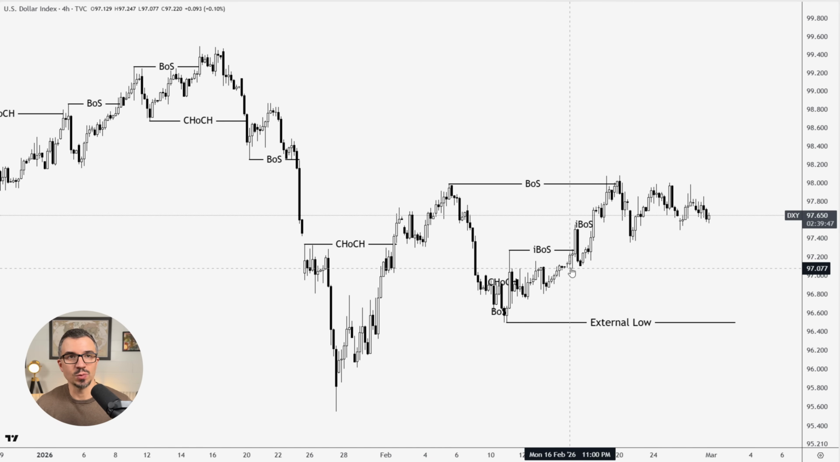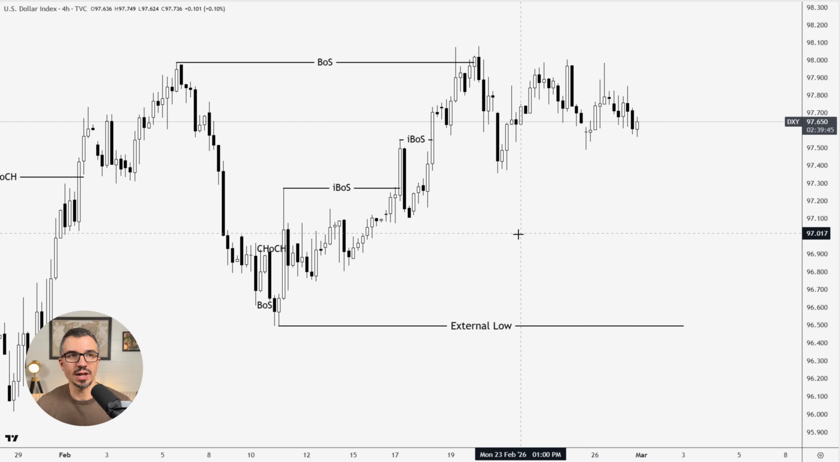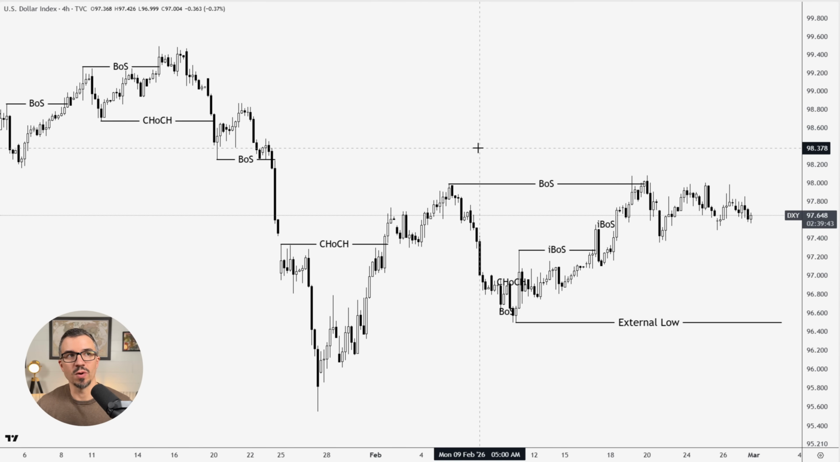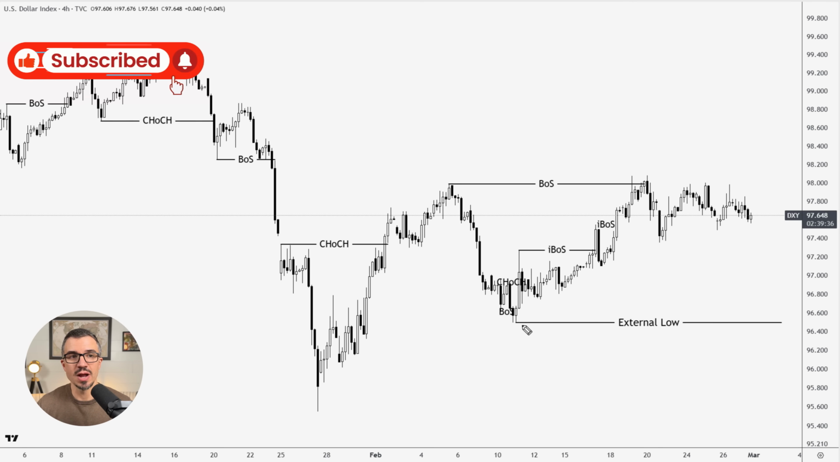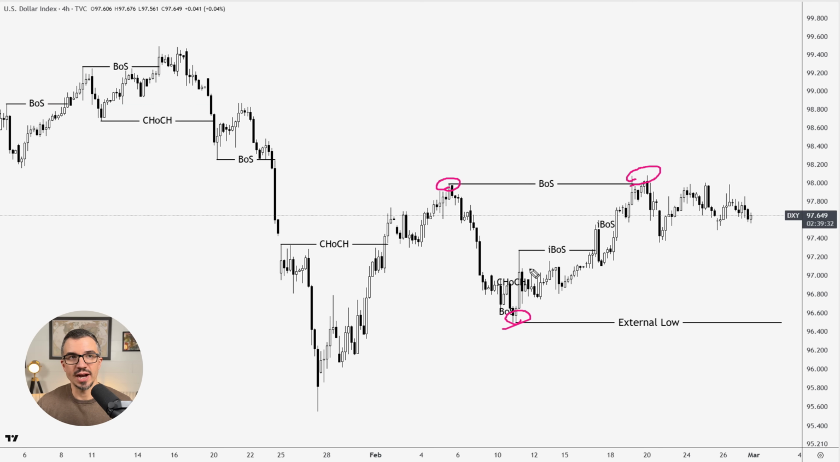So looking at the DXY here on the 4-hour time frame, let's take a look at this overall picture for this market. The external structure for the DXY is pretty much unchanged. We haven't seen much of a change here since this low in February and these highs. This low down here was the impulsive move. Since that time, we have seen some relief for the US dollar.